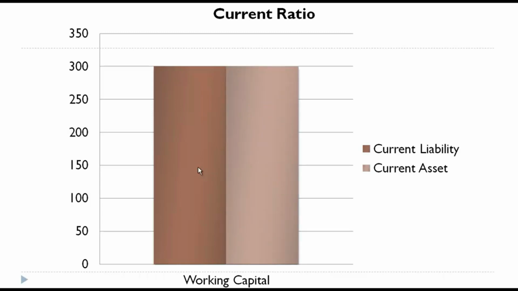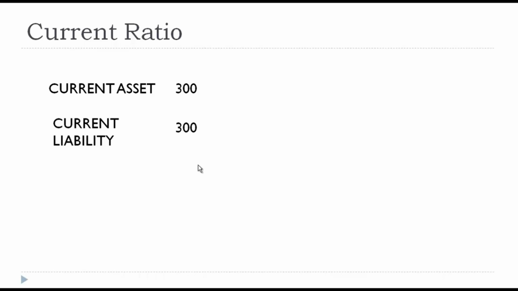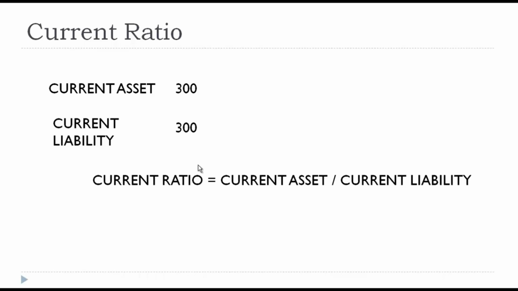Fine. So how is the current ratio going to be here? When the current asset and current liability are matching, the current ratio should also be equal. The current asset here is 300, and the current liability is also 300. So the current ratio is current asset divided by current liability, which is 300 by 300, and the ratio is 1:1. That is, for every 1 rupee of liability, there is 1 rupee of resource or asset available.